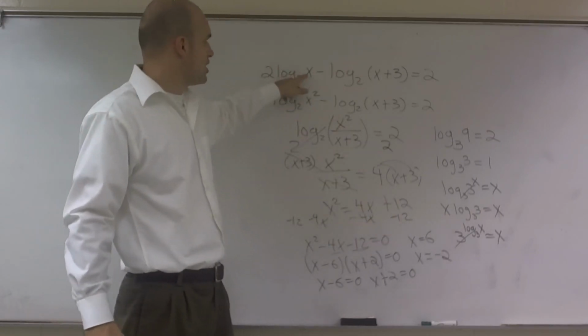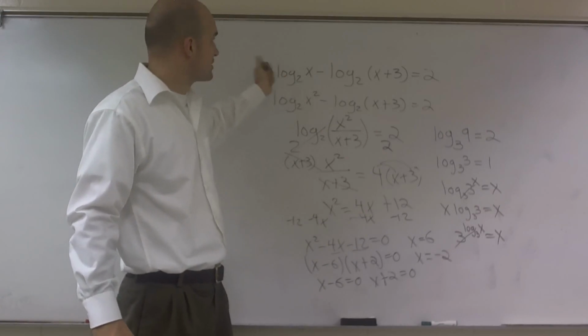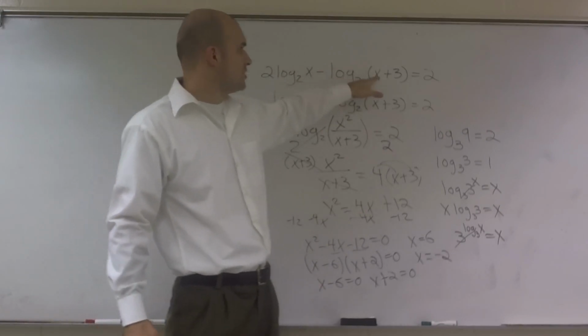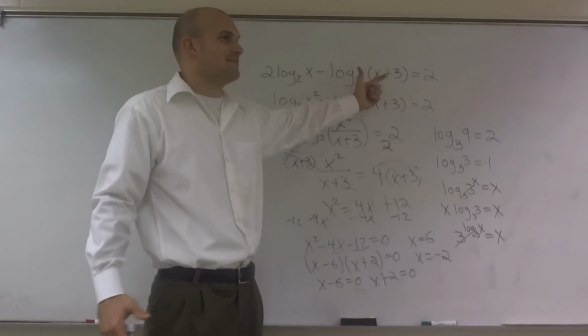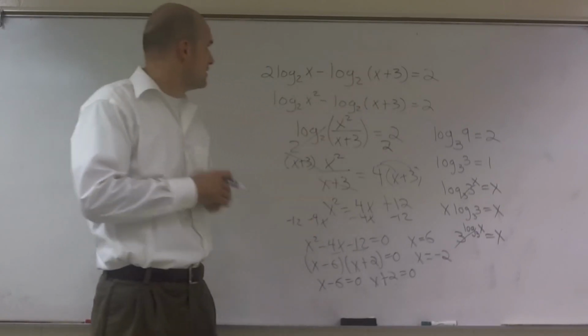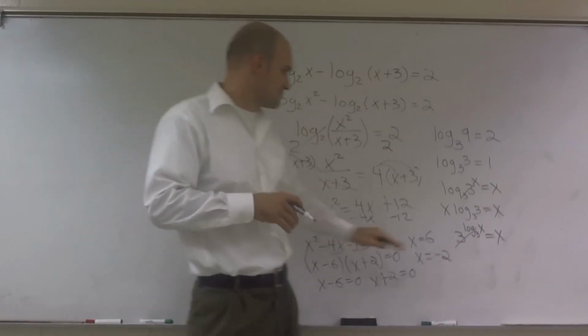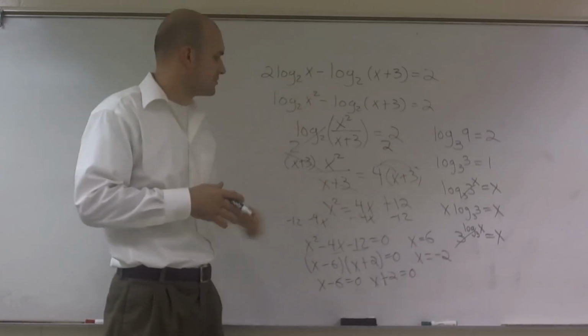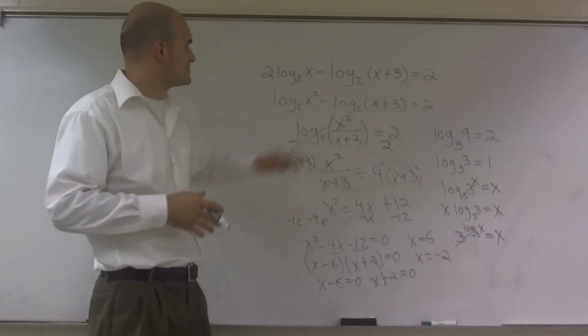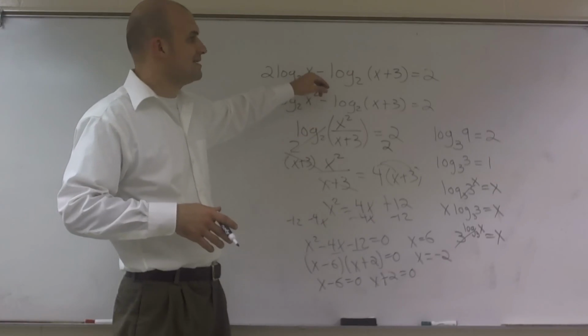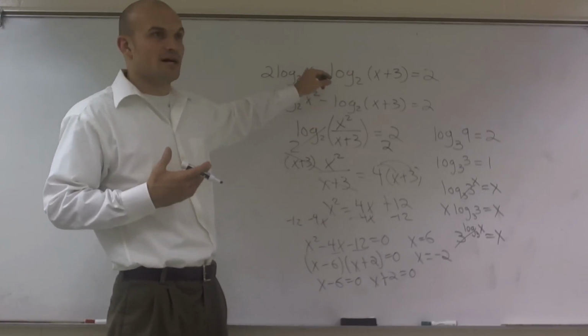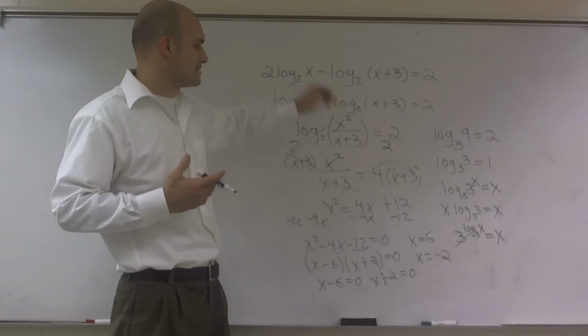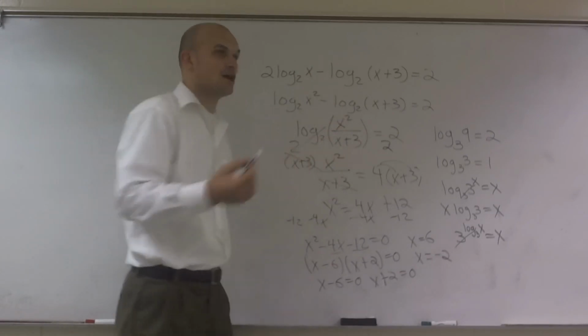So I plug in 6. If I take log base of 6, that's going to work. However, if I take log base of 6 plus 3, that's going to give me 9. That one does not work. Then I take a look at this problem, and I say x equals a negative 2. Well, if I plug in x equals negative 2 for there, I can't evaluate it, because you can't take the logarithm of a negative number.